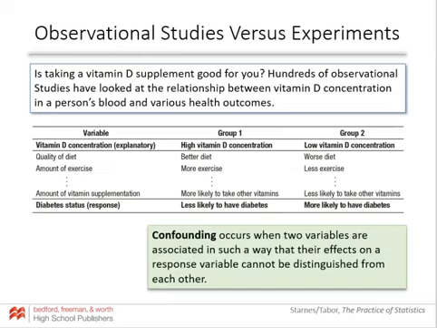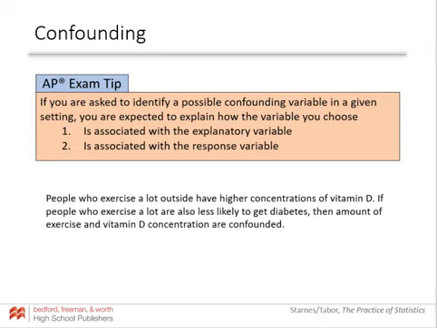Okay, and this is called confounding. All right, when we have some other things in the way, and we can't say for sure that it was just the explanatory variable that we're trying to test. Okay, when you are asked to explain confounding, all right, just like when you're asked to explain bias, there's two things we got to say.